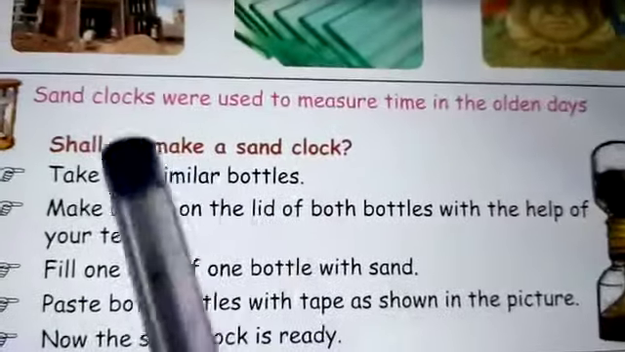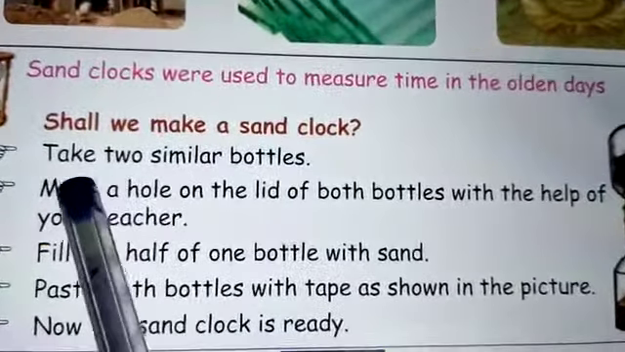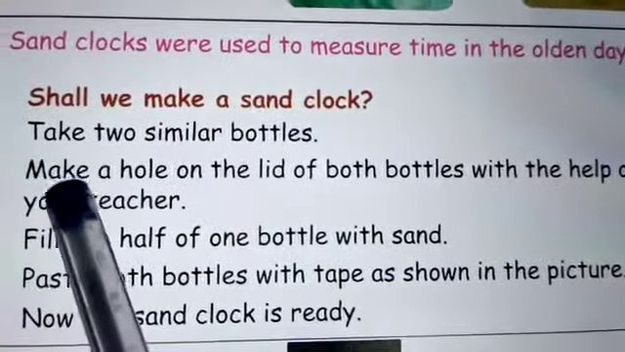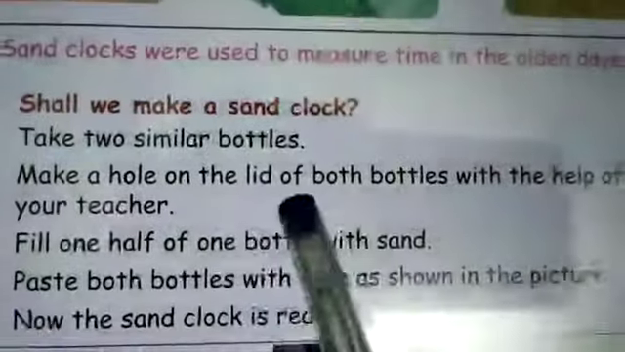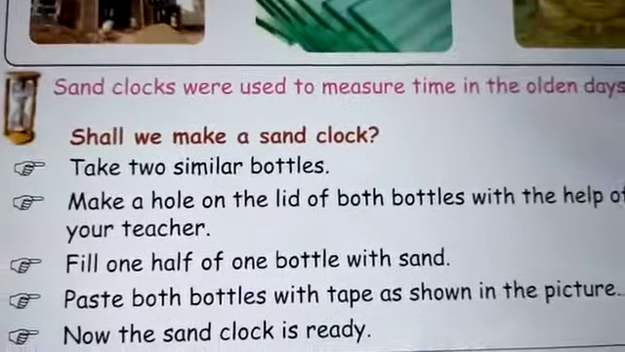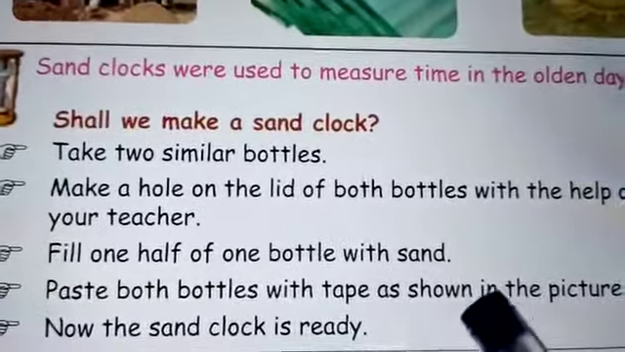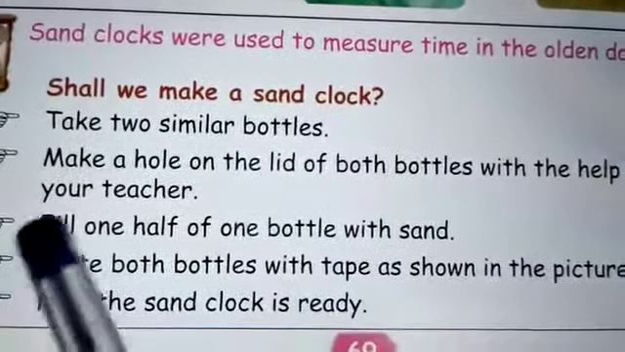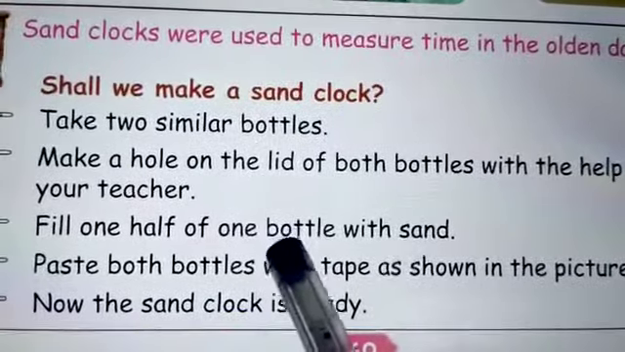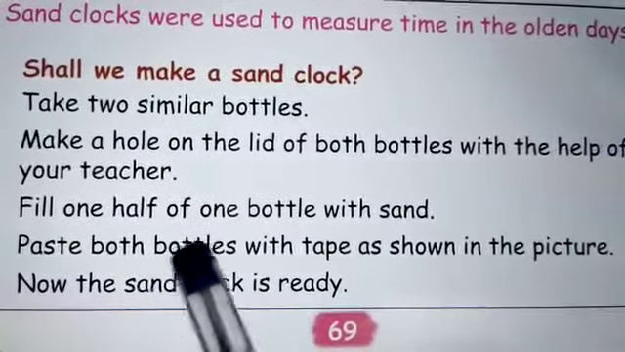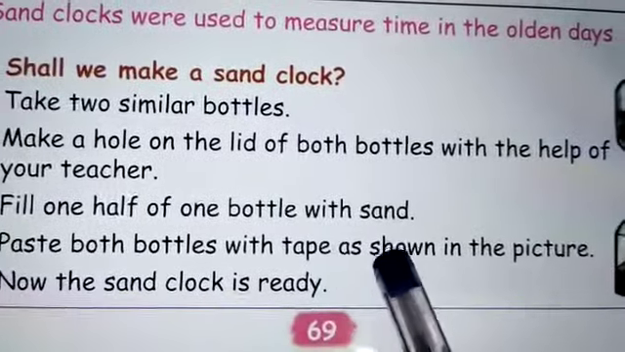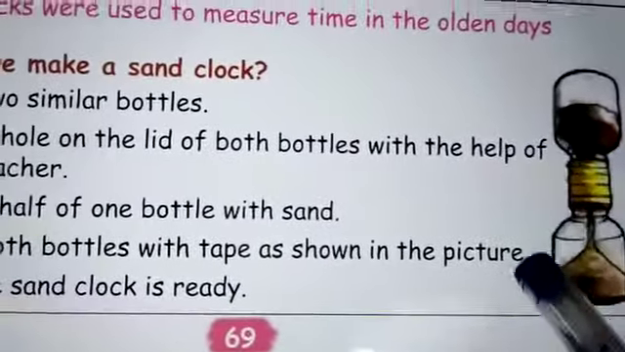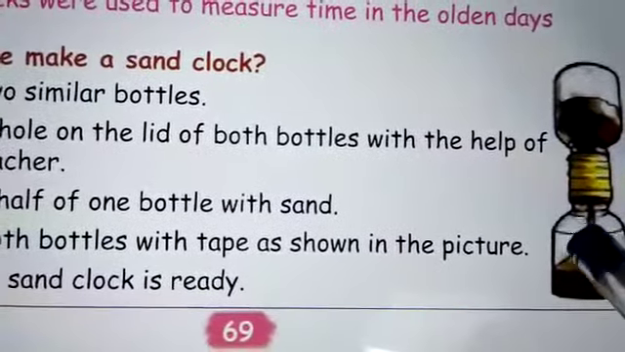See, shall we make a sand clock? Take 2 similar bottles. Make a hole on the lid of both with the help of your teacher or your parents. Now you can use the help of your parents and you can try this out. Fill one half of one bottle with sand. Paste both bottles with tape as shown in the picture. Now the sand clock is ready. See here, you do like this. Do this experiment and enjoy.